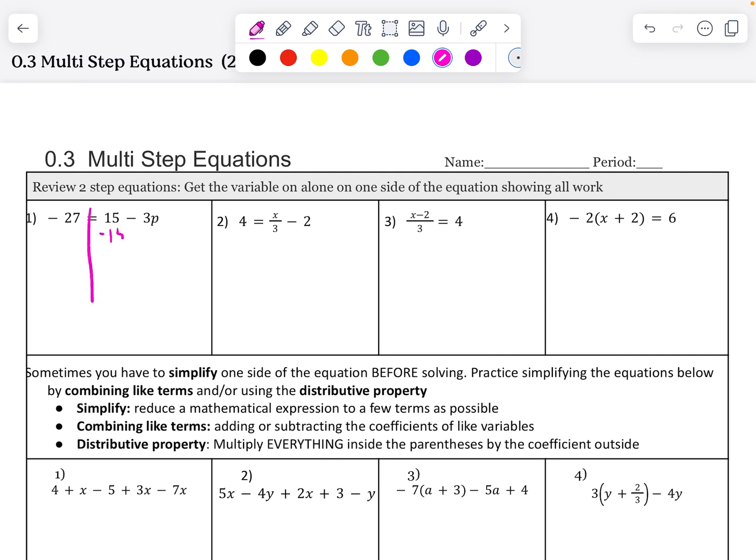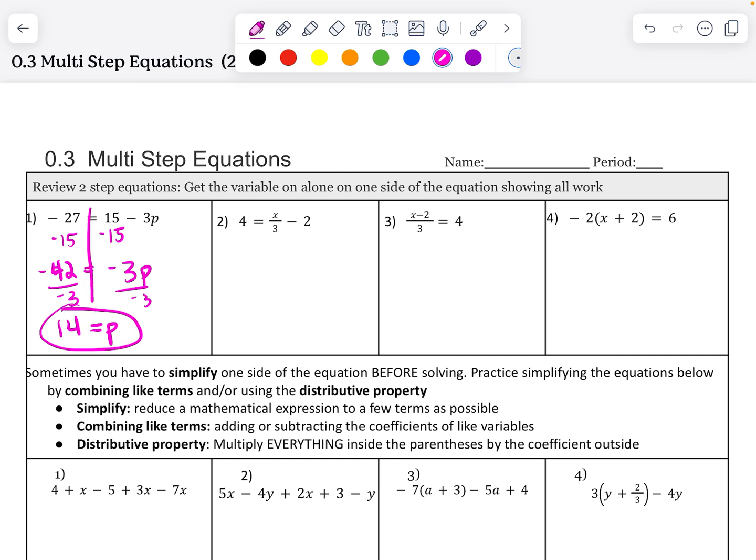So minus 15 on this side, minus 15 on this side. What's that get me? Negative 42 equals, that's 0 minus 3p. So negative 3p. Divide by negative 3, divide by negative 3. P equals 42 divided by 3. 14.